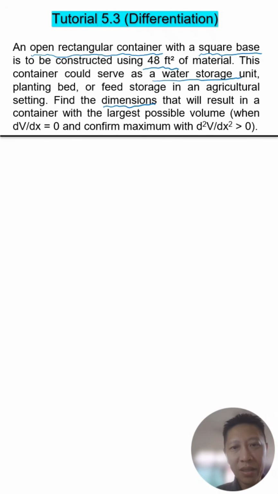The criterion is we want the container to have the largest possible volume. Means that we want to find where the derivative of the related function equals 0. When it equals 0, it indicates that it might be a maximum or a minimum situation. Okay, let's draw the container first. We have an open container. The base is square.